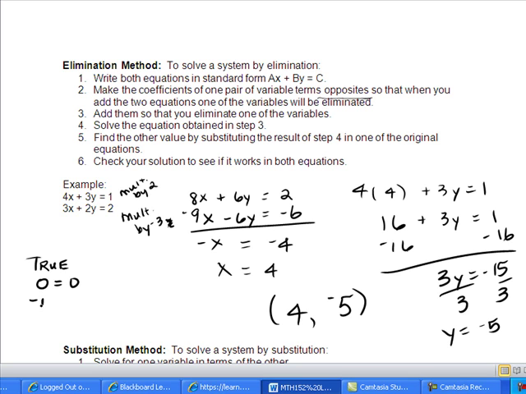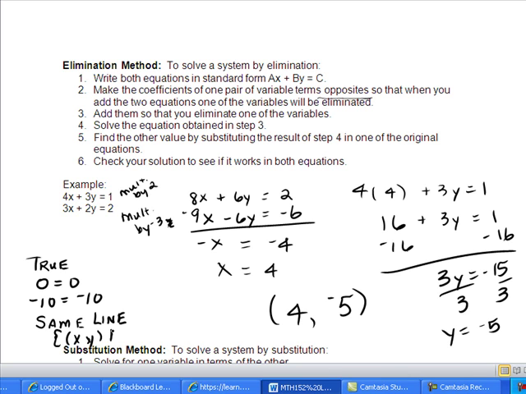Alright, substitution method is our last method, so let's take a look at that. To solve a system by substitution, we want to solve one equation for one variable in terms of the other. As I look at these, I see an x is isolated there. So that's going to be the easiest one to isolate. We're going to subtract 2y. So I now know x is equal to -2y.